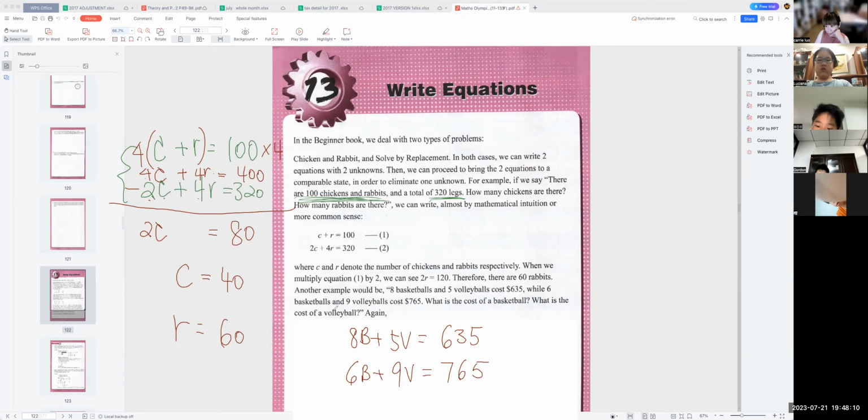So boys and girls, how do we get this question right? In order to get those questions, you need to do what? Let's take a look at this one. 1 times 4, because if I times 4, this one became 4C, this one 4R. So 4R minus 4R, there's no R. Get it? Okay, so the purpose is making one of the numbers the same as each other.